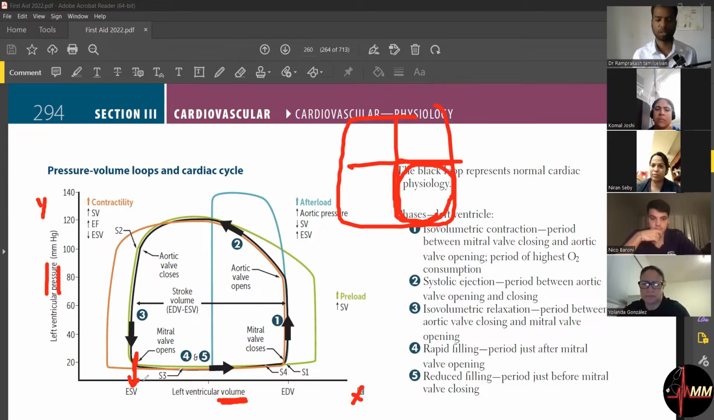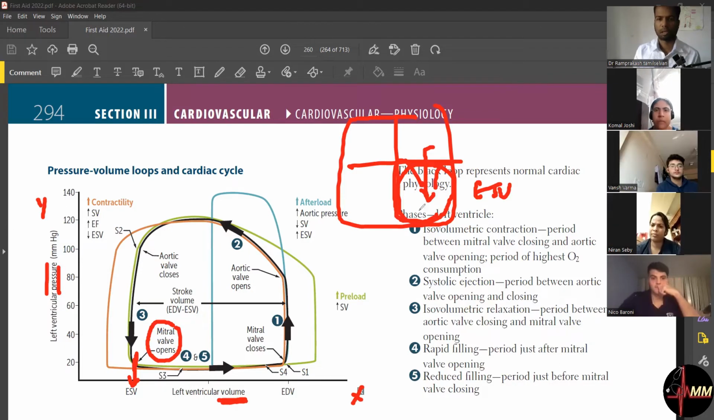What is end systole? At the end of systole, the volume present in the left ventricle is called the end systolic volume. And now, at the end systolic volume, the mitral valve is actually opening. So at end systolic volume, the mitral valve opens and filling happens. And this filling is very important. It has got 3 stages, very, very important.